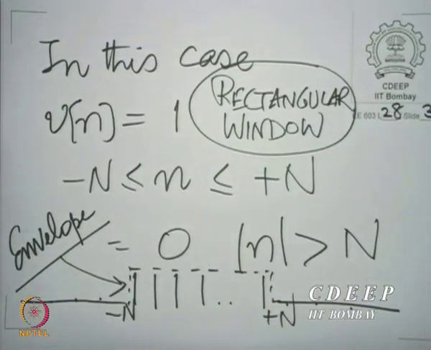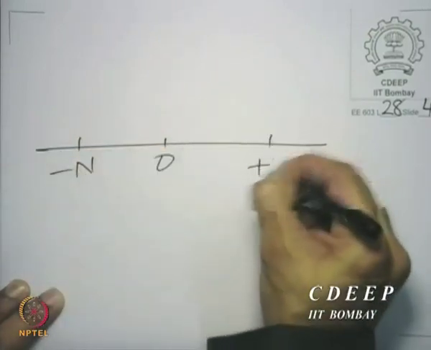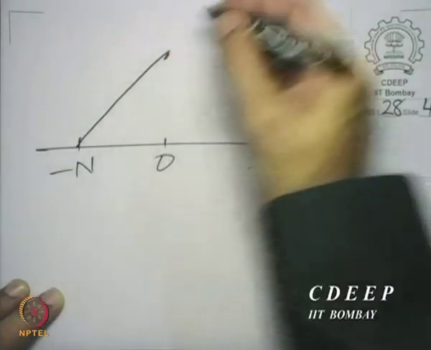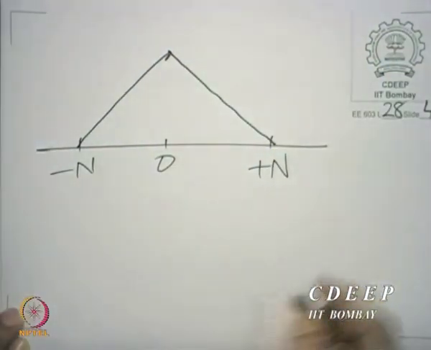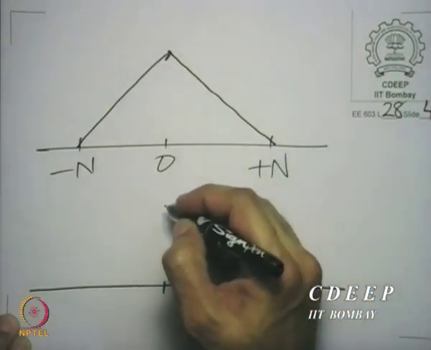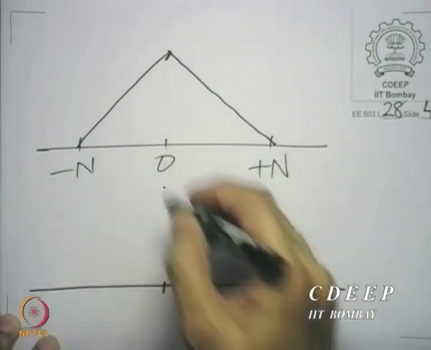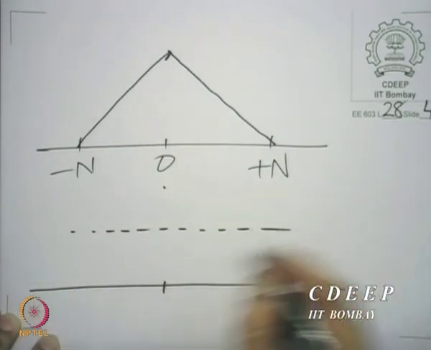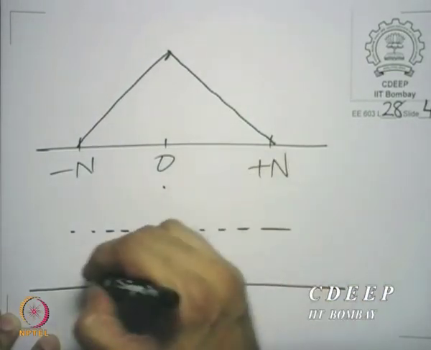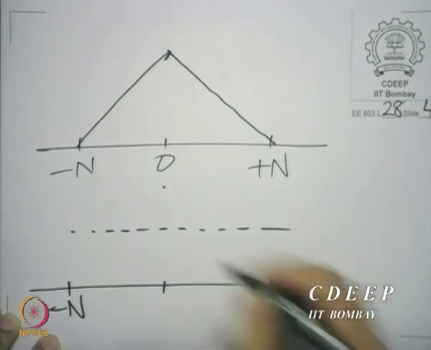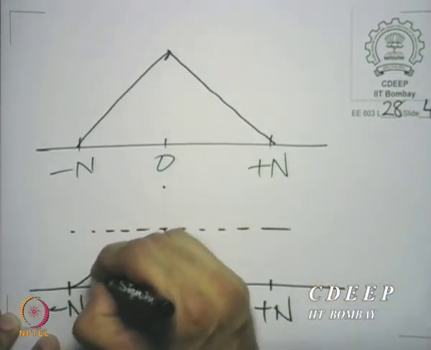So far, we have not seen any other window. But we can of course conceive of other windows by putting other shapes in the same place. So, for example, between minus N and plus N, we could put a triangle if we desire. Or we could put a cycle of a cosinusoid, a cos wave. You could put the cos wave displaced by its own amplitude, and therefore you could have the cosine function go this way.